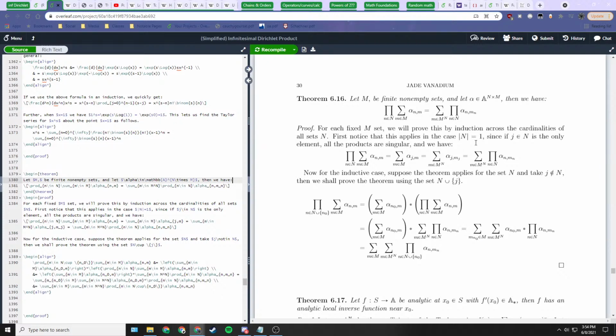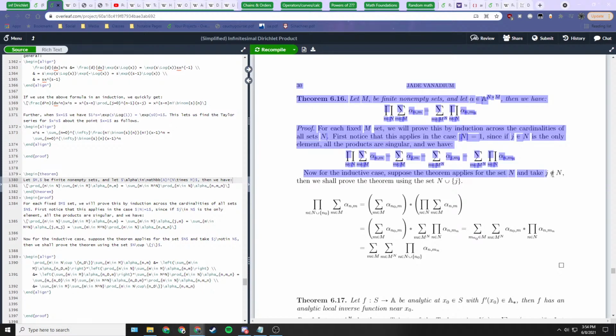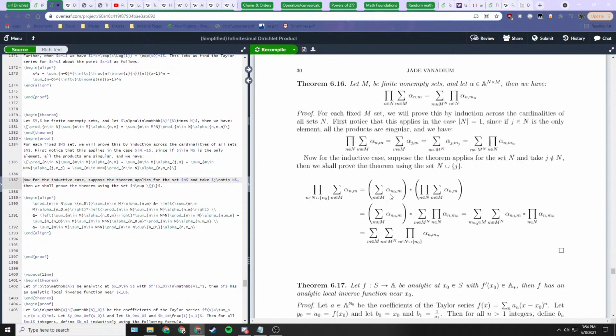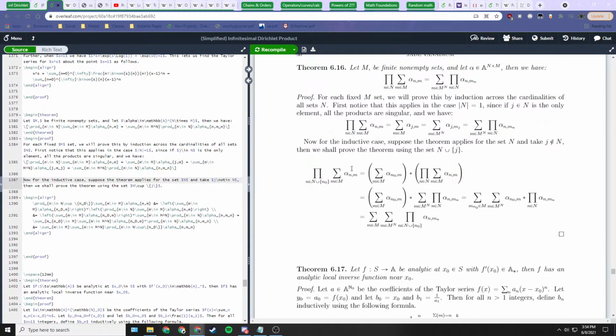Right. So for the inductive case, we say suppose it works on the set N, then we'll take some element J which is not already in the set N, and we'll prove it for this union N union J. So we'll start with this product again. Instead of n0, we'll do J here because that's a little more compact. Most of this is already written. I'll just have to edit this down a little bit.